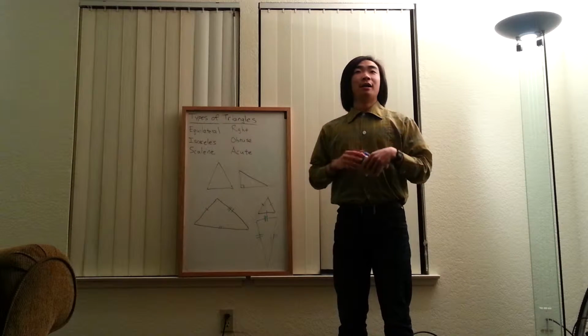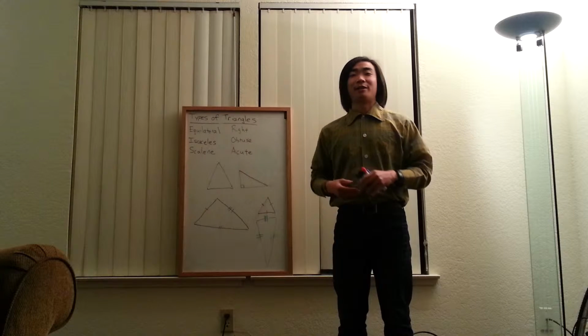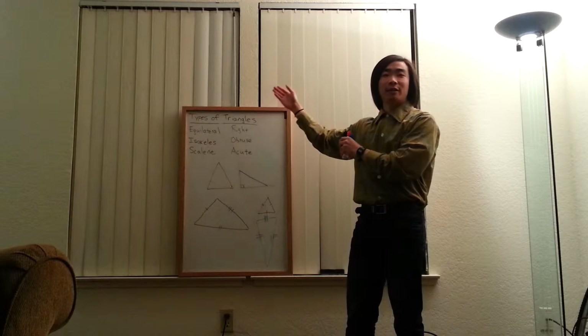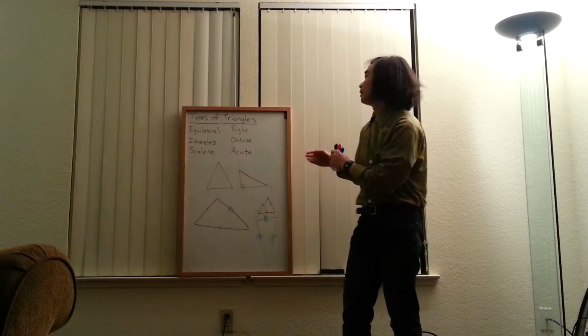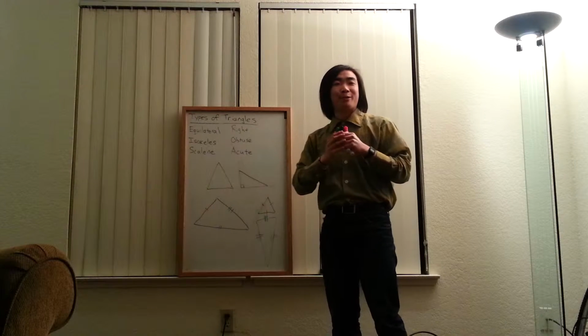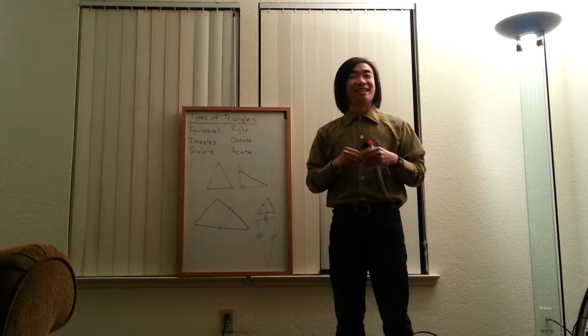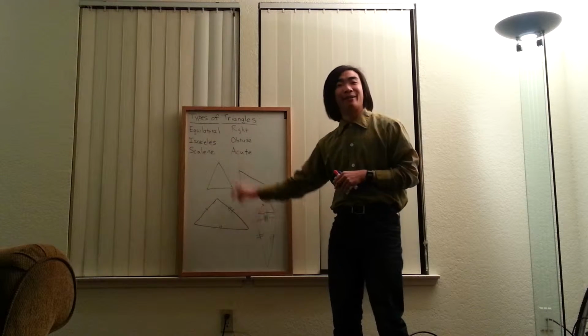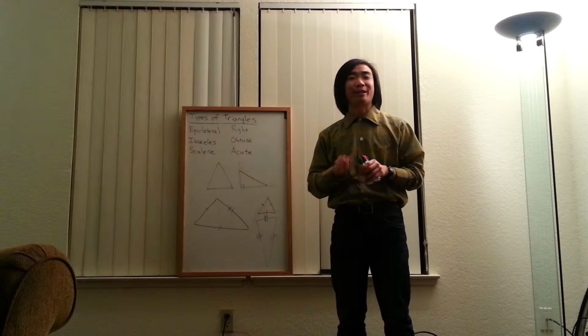Hello. So, my name is Raymond, and this is my sample teaching video for the Breakthrough Collaborative. I'll be talking about types of triangles. And so, as a review, a triangle is a 3-sided polygon. Like this guy, this guy, this guy. All of these are triangles right here. And I will be talking about different types.